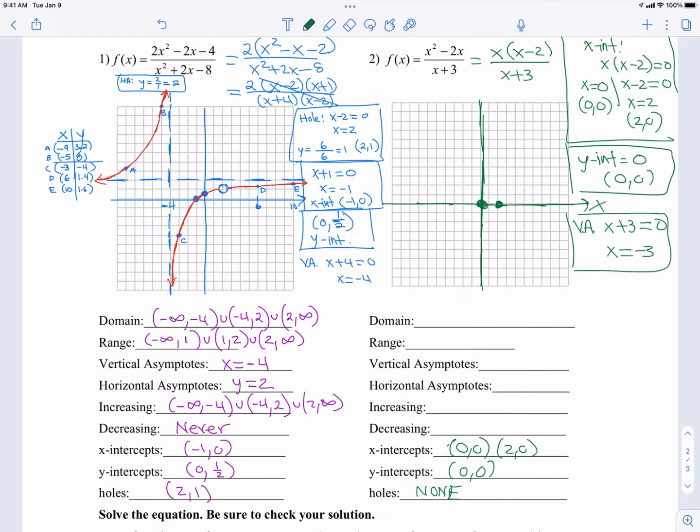So let's go ahead and put that on the graph. Vertical asymptote going through negative 3. And let's indicate that in the space below. All right, so we have our vertical asymptote there. All right, let's find the horizontal or slant asymptote. Do we have horizontal or slant?